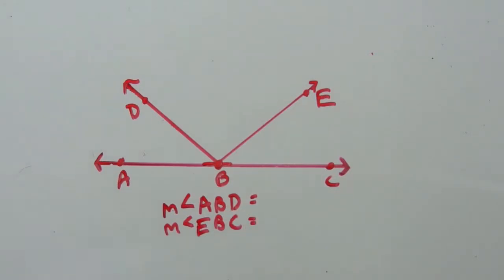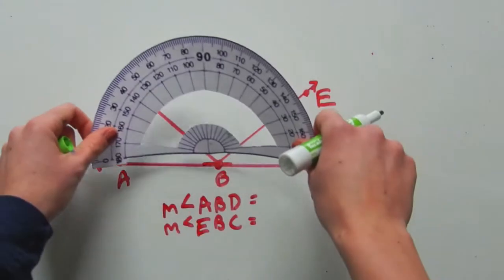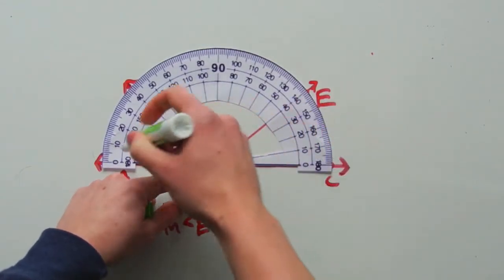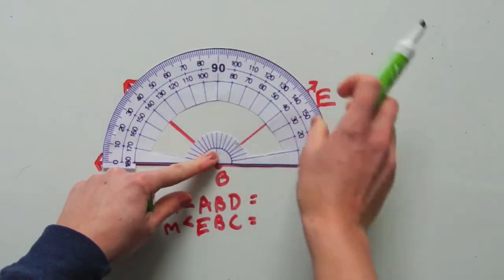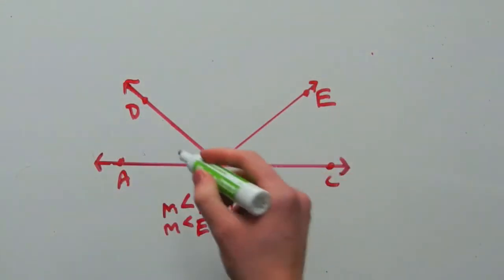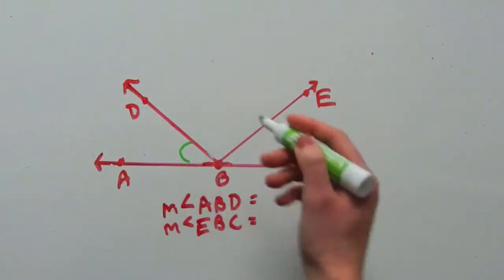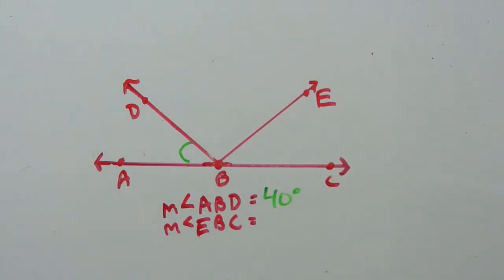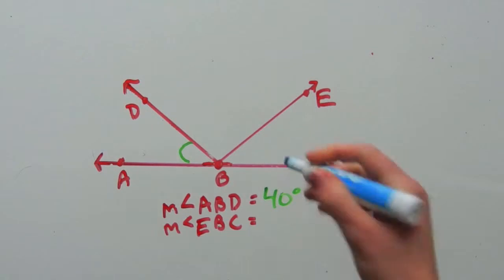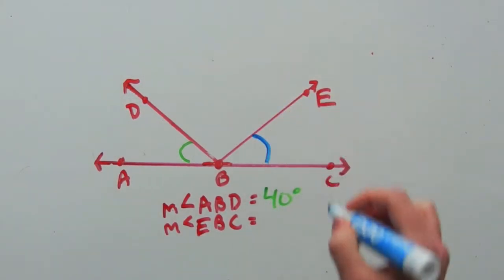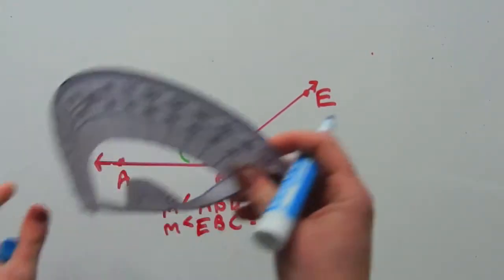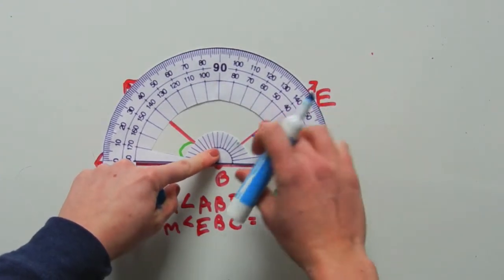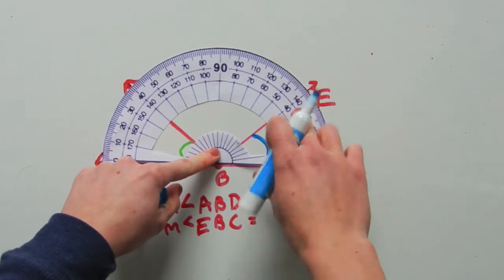Let's find the measure of ABD first. The measure of ABD is 40 degrees. So the measure of this angle is 40. Now let's look at the measure of the angle EBC. The measure of angle EBC also falls on 40 degrees.